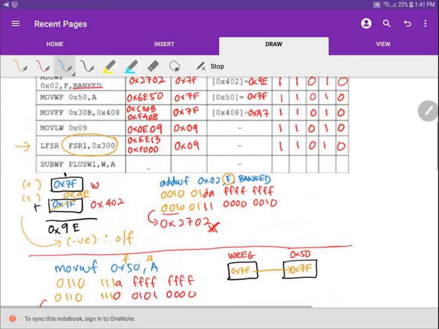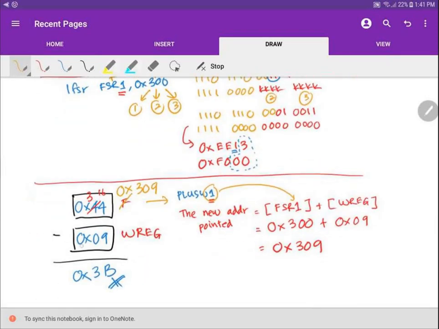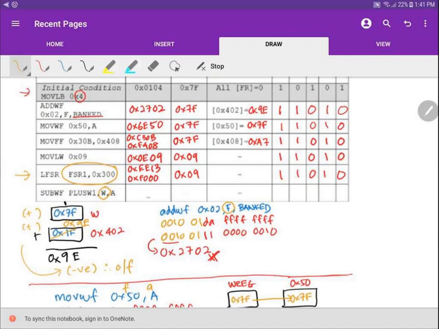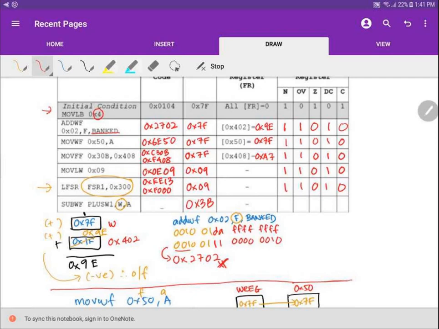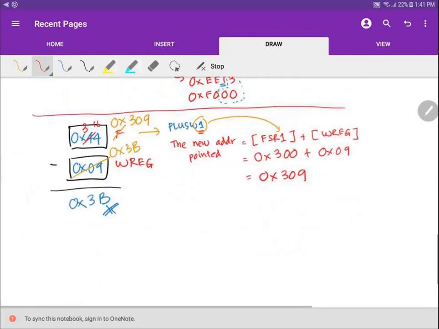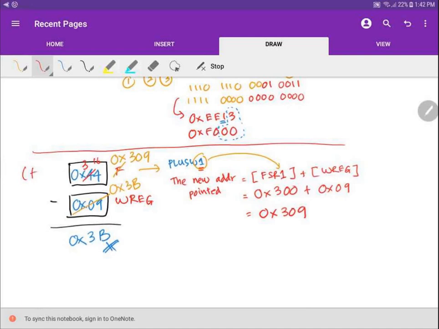Where do you store it? In working register. So what will be the new content of working register? X3B. Is that okay? So what will be the content of working register after you execute this? X3B. Okay, this one no need. Does this affect the status register? Does sub WF affect status register? Yes, it affects all, right. So based on the answer, which is 3B, you need to ask yourself the question, is it negative? No. Do you have overflow? Okay, we need to check. 44, is it positive? 09? So positive, minus positive?